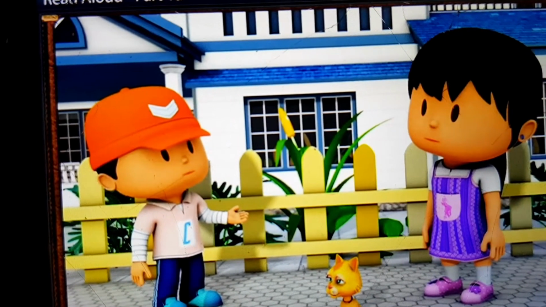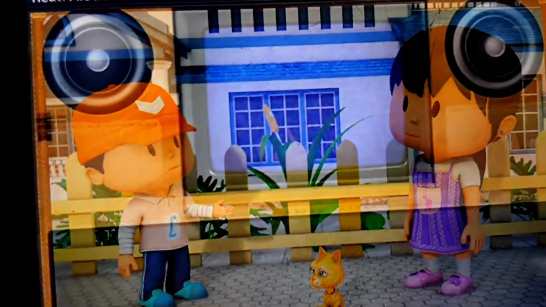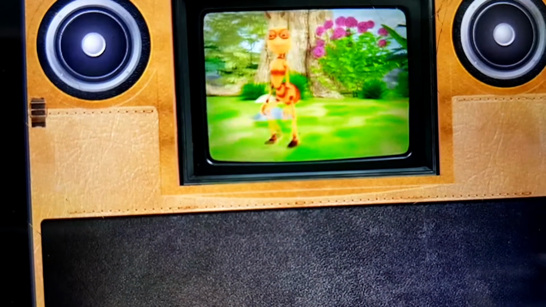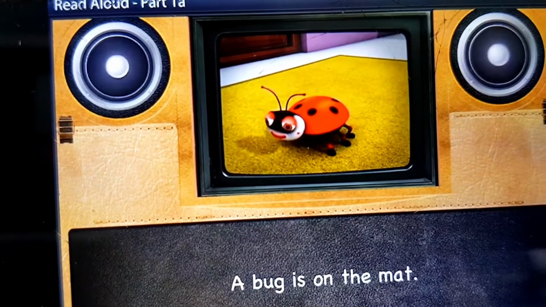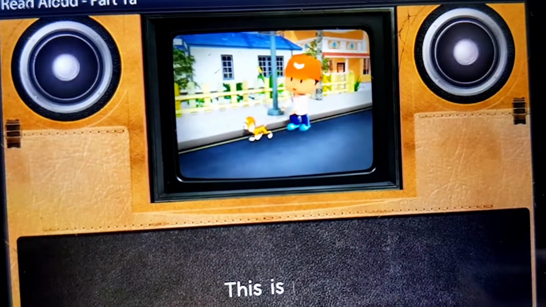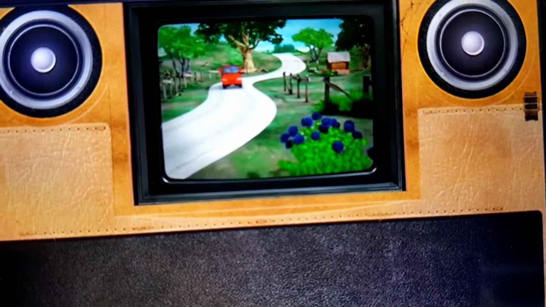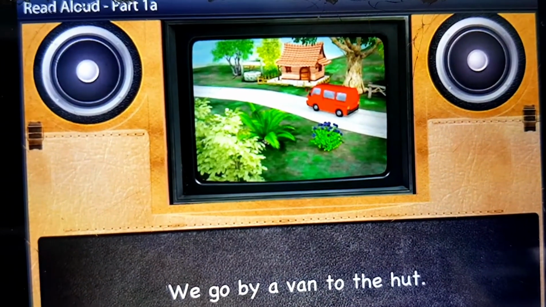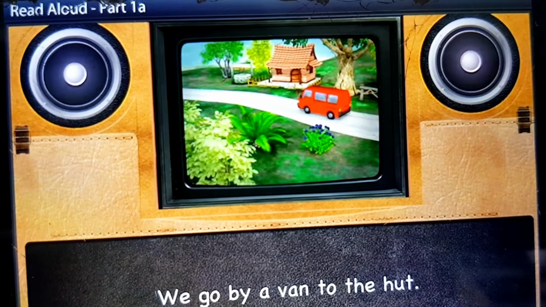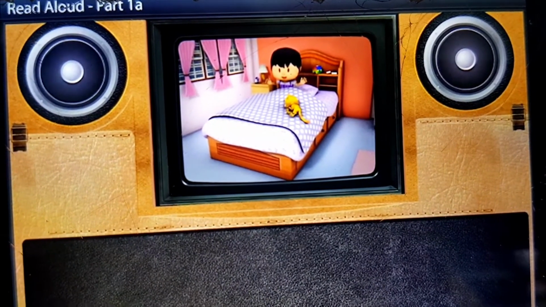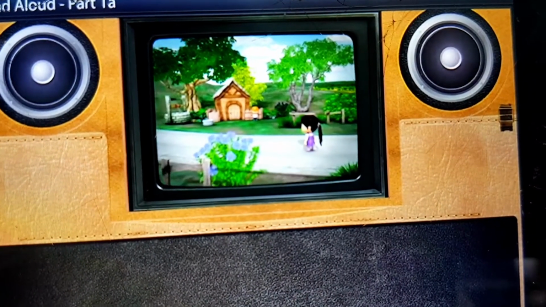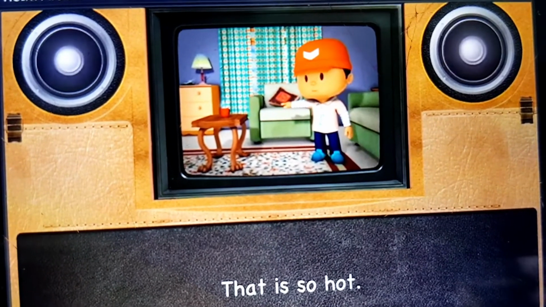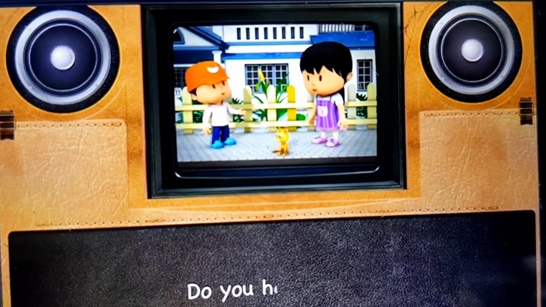Now, try to read these sentences on your own. I am an ant. A bug is on the mat. This is my pet. We go by a van to the hut. You are on my bed. Are you at the hut? That is so hot. Do you have a pet?